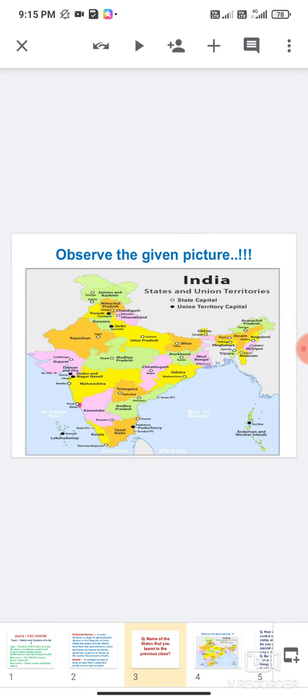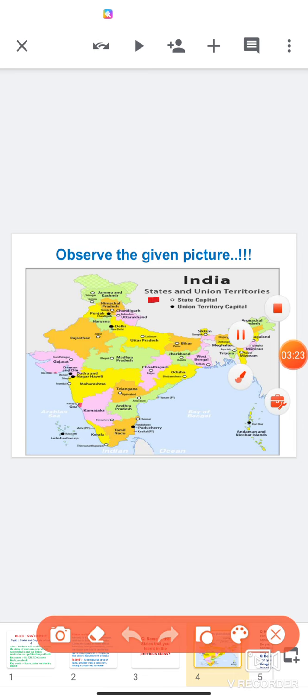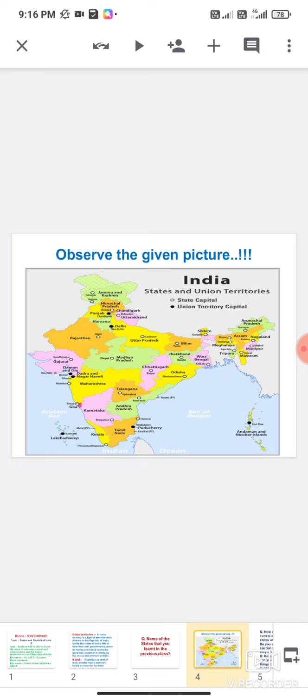Alright, so here is our map. This is the map of India, okay? As you can see, the ones with the white dot are state capitals, and the ones with the black dot are union territories, okay? So you'll see that there are 6 union territories.